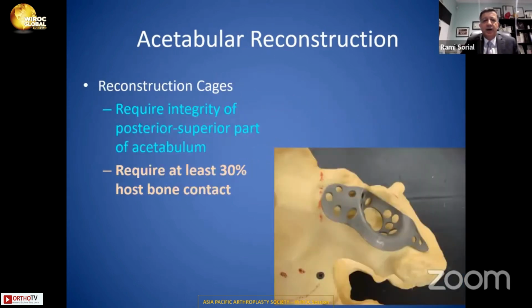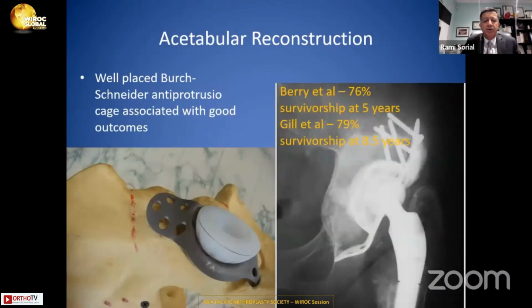Reconstruction cages require the integrity of the posterior and superior part of the acetabulum and at least 30% host bone contact. You can see here the onlay technique with the ischial flange lying on there, and 2 or 3 screws can be put into the ischium to secure the Birch-Schneider cage inferiorly, or alternatively what's recommended is to create a small trench and do an inlay technique with the bent ischial flange put into the ischium and then secured proximally with iliac screws in 2 different directions.